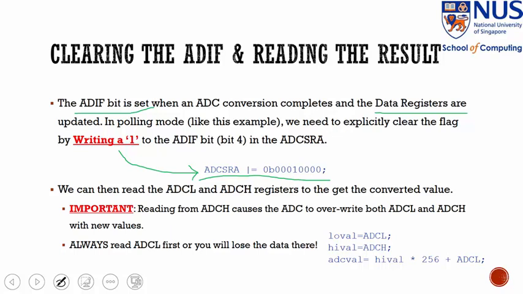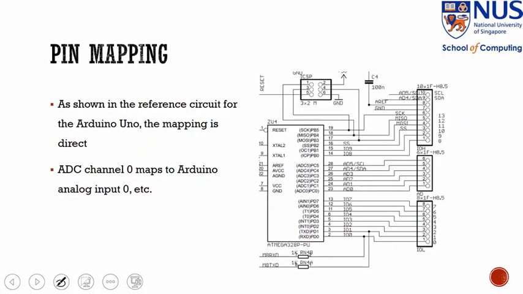The order is important. I need to read from ADCL first, then ADCH. If you read from ADCH first, then it is possible that the ADCL value will be lost, because it can get overwritten with new sample data. So what is important is you follow this sequence which is given in your notes. You read the ADCL first, followed by the ADCH, and then we get the final value by combining both of them together.